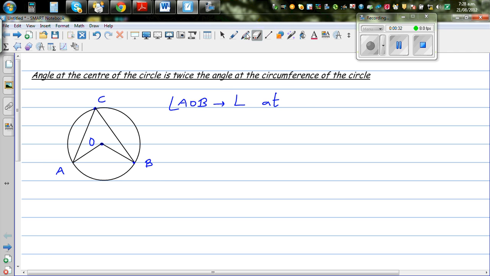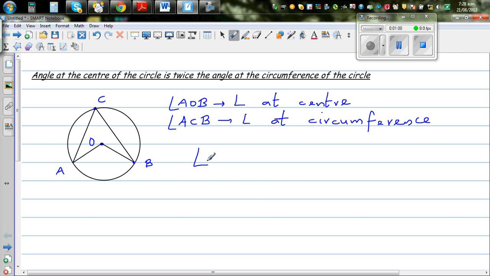Not angles, angle at center. And angle ACB is the angle at the circumference. So we want to prove that this angle AOB is two times angle ACB. So this is what we want to prove.